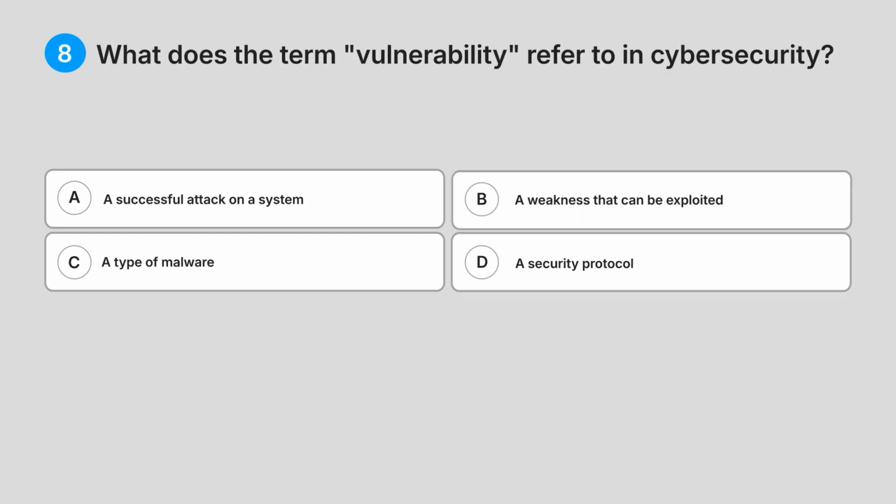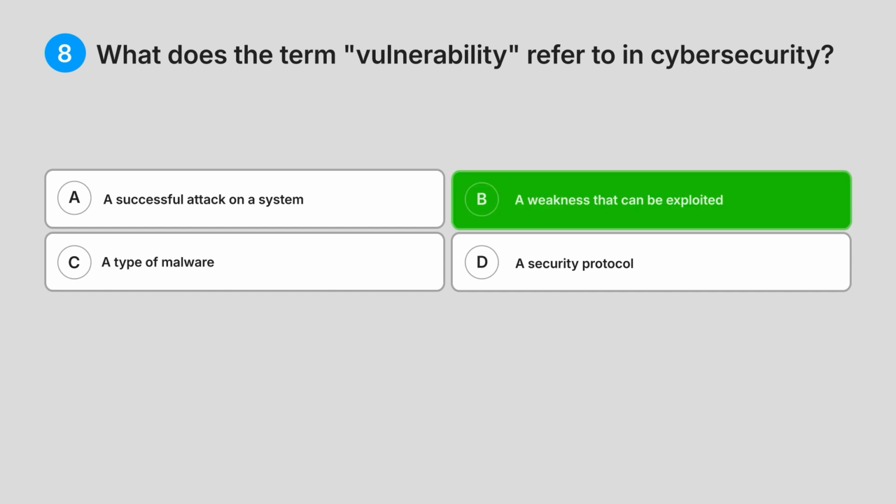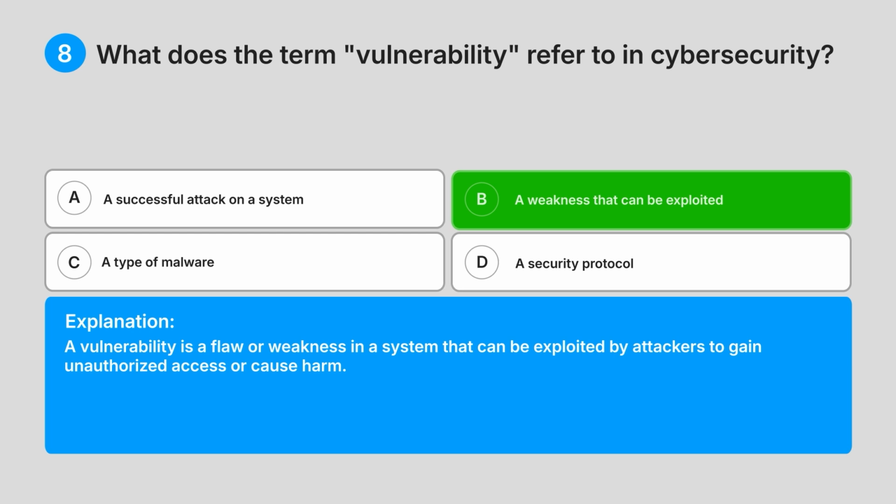8. What does the term vulnerability refer to in cybersecurity? A. A successful attack on a system. B. A weakness that can be exploited. C. A type of malware. D. A security protocol. Do you know the answer? Correct answer: B. A weakness that can be exploited. Explanation: A vulnerability is a flaw or weakness in a system that can be exploited by attackers to gain unauthorized access or cause harm.